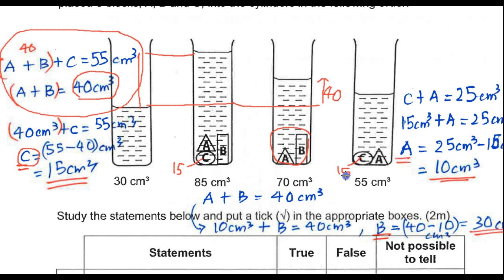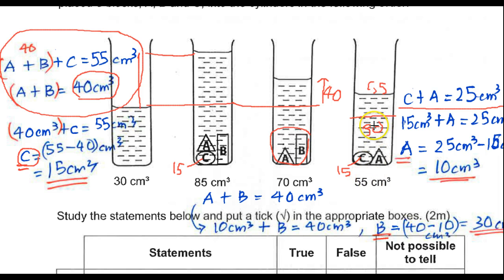Now let's find the rest. If C is 15, C plus A is 25. How did I get this? Can you see? C plus A is 25. Now the water level rose up to 55, right? At first it was 30, and it rose up to 55. It means the volume of C and A is 25.